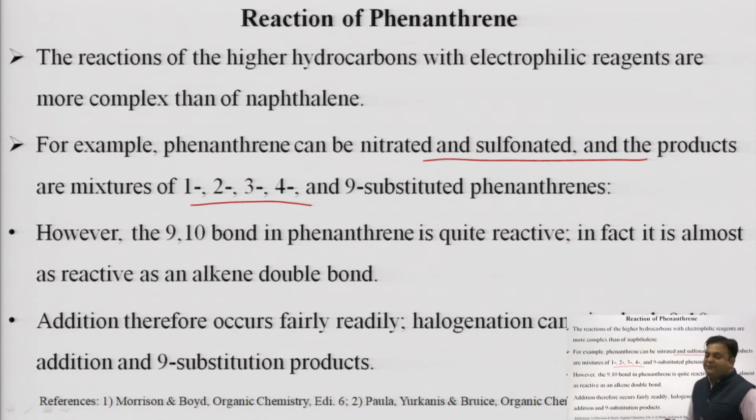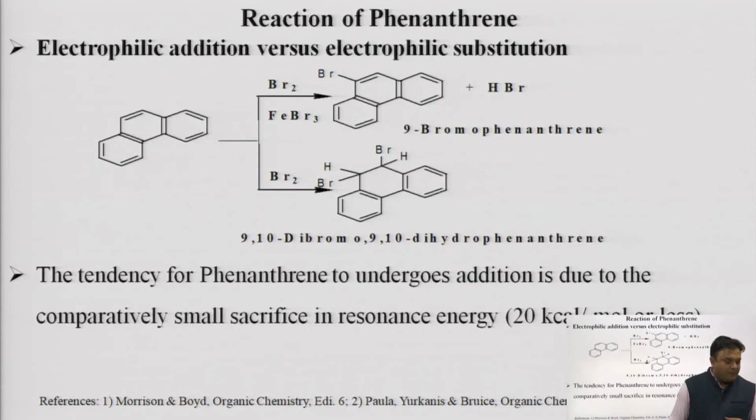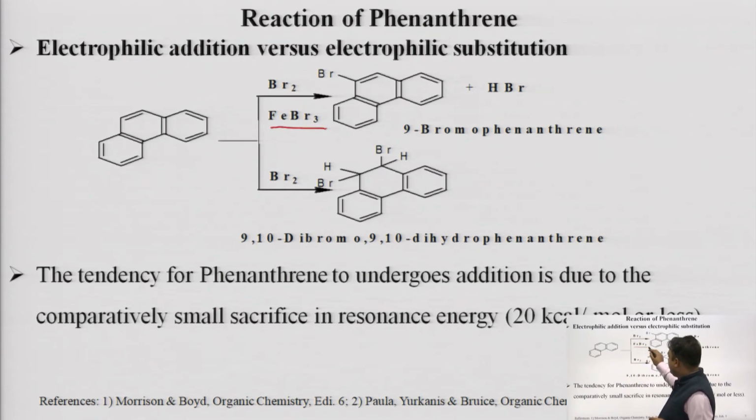Okay, if we change the temperature and the medium of the reactions, we can also get di-substituted products, di-halo substituted products. Now we can also compare addition reaction as well as electrophilic substitution reaction in the case of phenanthrene. In electrophilic substitution reaction, we need some Lewis acid like AlCl3, FeBr3.